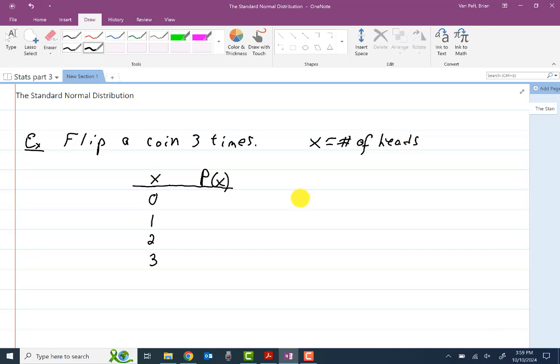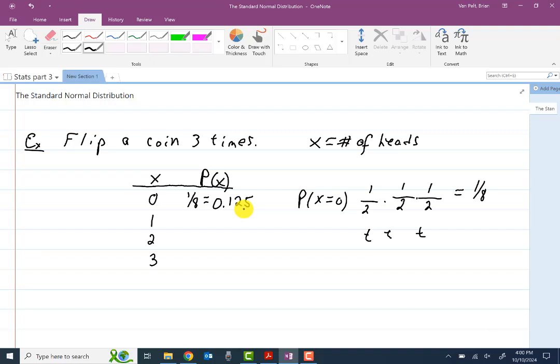Now, the probability that x equals 0 means that we would have had to have 3 tails. That means the first would have been tails, the second one would have been tails, and the third one would have been tails. Well, the probability of any one flip being tails is 1 out of 2. So I'm using the independence of the individual flips to multiply these 3 things together. That gives me 1/8. You can put 1/8 over here, or you can put 0.125.